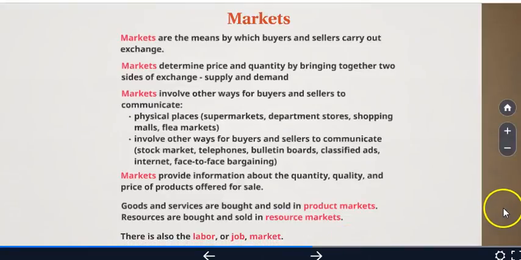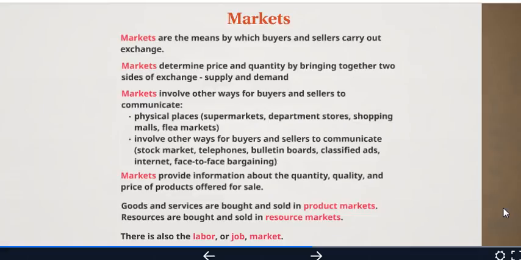Markets. What are markets? Markets are the means by which buyers and sellers carry out exchange. They determine price and quantity by bringing together two sides of an exchange, supply and demand. People want to buy something, people want to sell something, so they do so in a market. It's not really a physical thing all the time, but markets can involve other ways for buyers and sellers to communicate. It can be a physical place, like a supermarket, a department store, etc., or not a physical place, like the stock market, talking on a telephone, bulletin boards, classified ads, the internet, Craigslist, stuff like that.